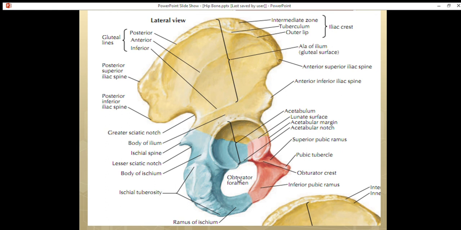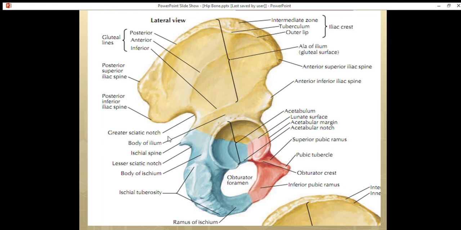The body of the ischium shows an anterior border, which is forming the obturator foramen, and the posterior border, which is also forming the margin of an elevation called the ischial tuberosity. The posterior border, if traced upward, shows a pointy elevation called the ischial spine, and below the ischial spine the border has the lesser sciatic notch, and above the ischial spine it is going to complete the greater sciatic notch.